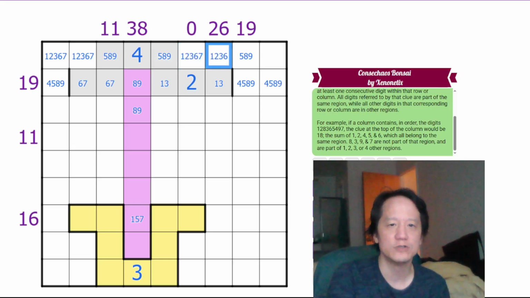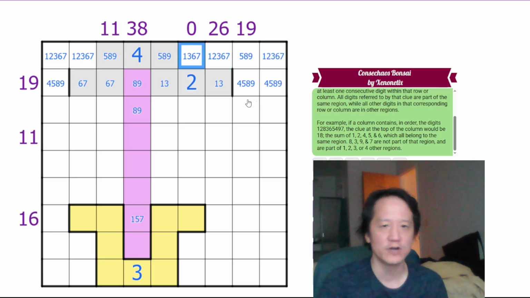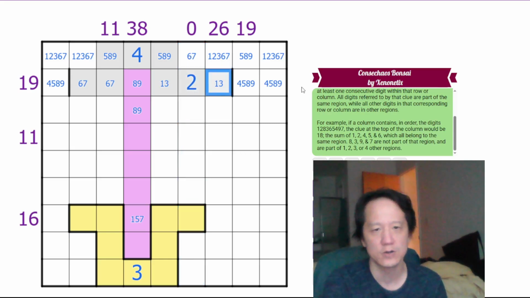Well, because it's 1, 2, 3, 6, 7, this can't be 2. This cannot be consecutive with 2 because none of column 6 is consecutive with each other, so this has to be 6 or 7 here.